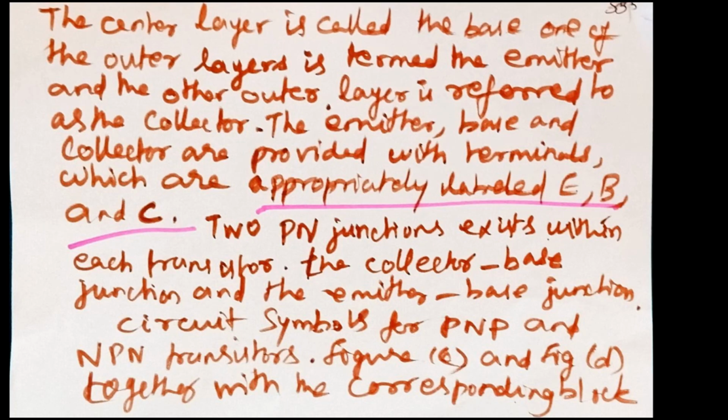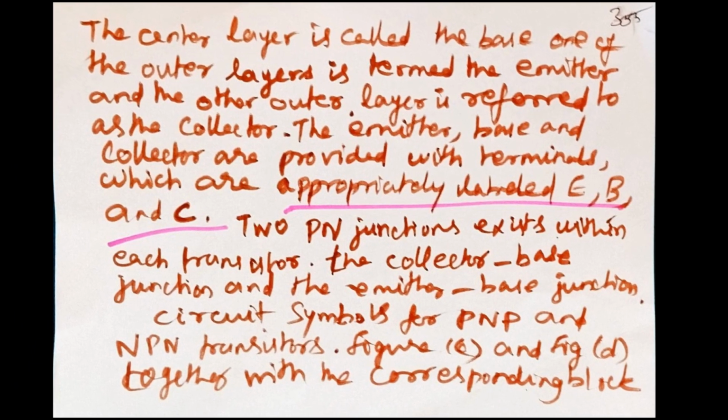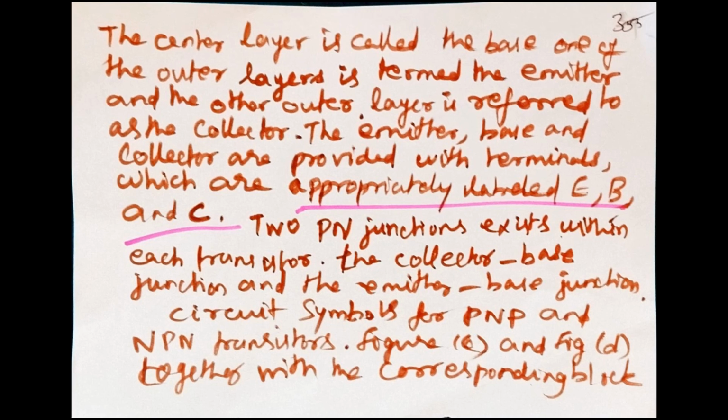The center layer is called the base. One of the outer layers is termed the emitter, and the other outer layer is referred to as the collector. The emitter, base, and collector are provided with terminals which are appropriately labeled E, B, and C. Two PN junctions exist within each transistor: the collector-base junction and the emitter-base junction.